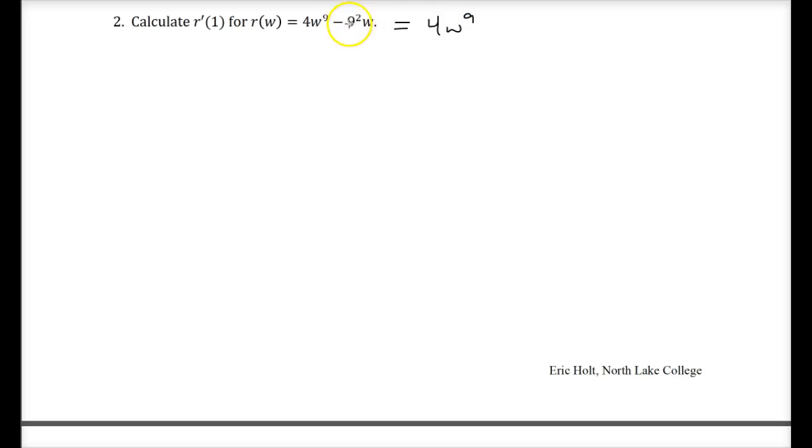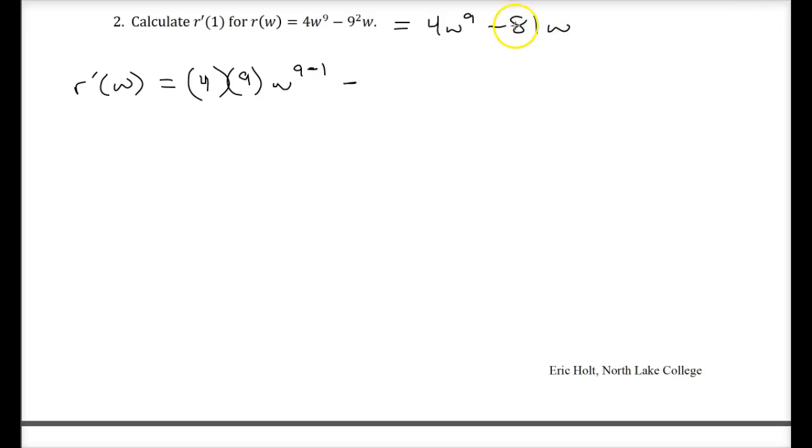We see that we have 9 squared here. 9 squared is just a number, and it's just 81. So what we're really dealing with is we need to take the derivative of 4w raised to the 9 minus 81w. So when we take the derivative of this, we're just going to use the power rule for the first term. And so to do that, we know that our coefficient that's on the outside, we're going to take our exponent 9, multiply it times that, and then per the power rule, we're going to subtract 1 from the exponent.